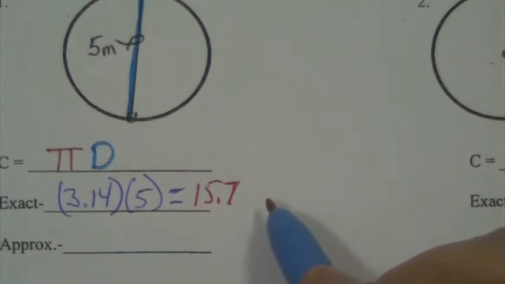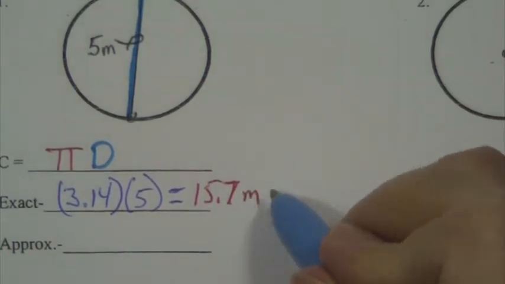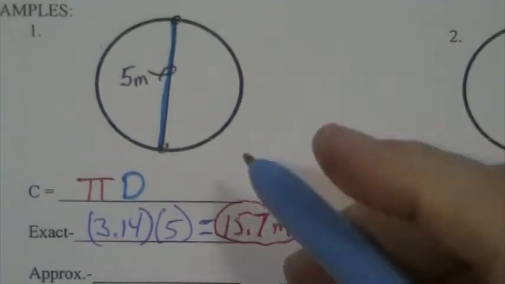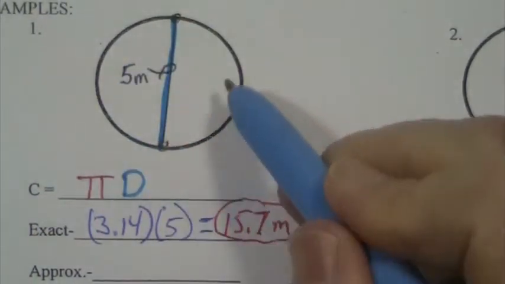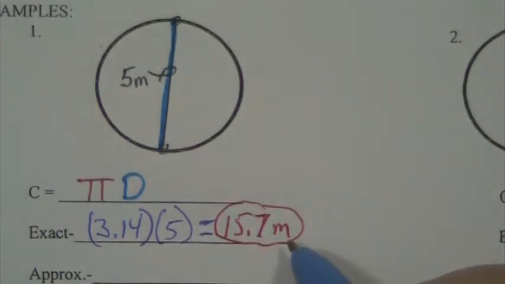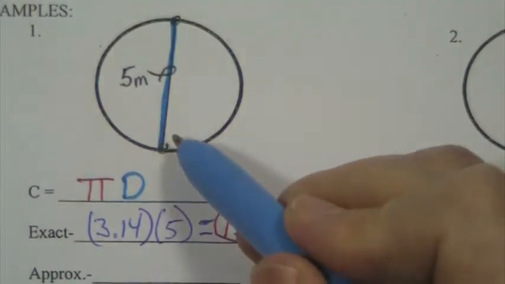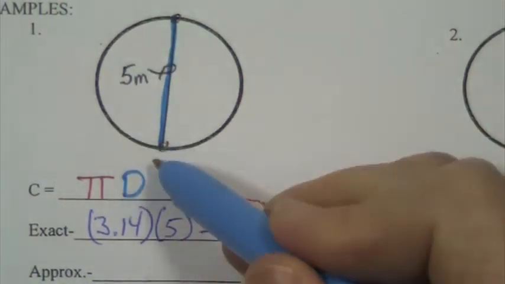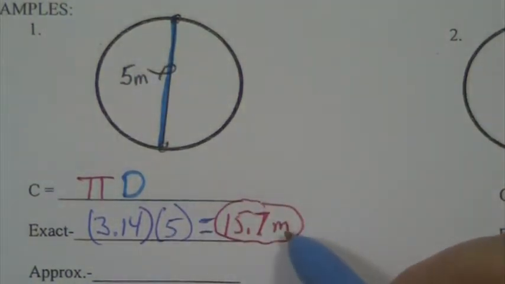Okay, and my units are meters, because I want to know how far it is going around this circle. It's 15.7 meters because this is in meters. I'm not looking for squares inside. I just want to know how far it is going around. That's circumference.